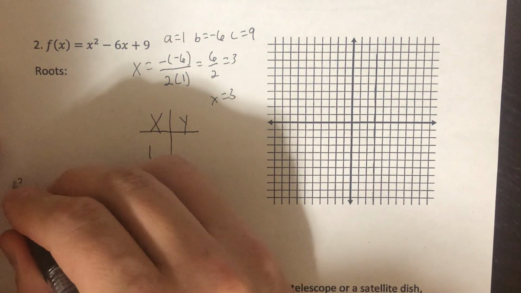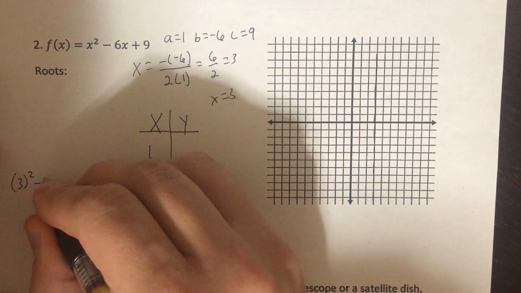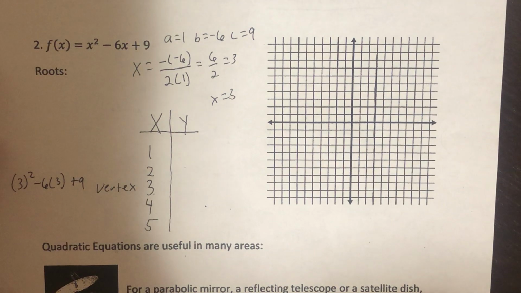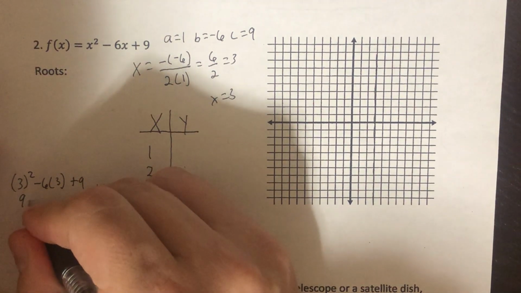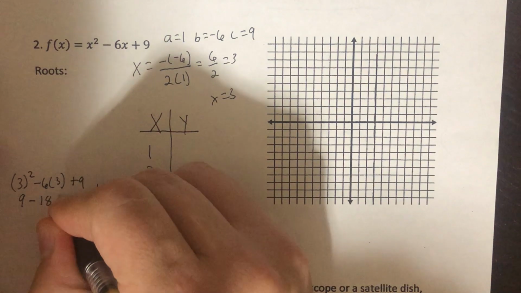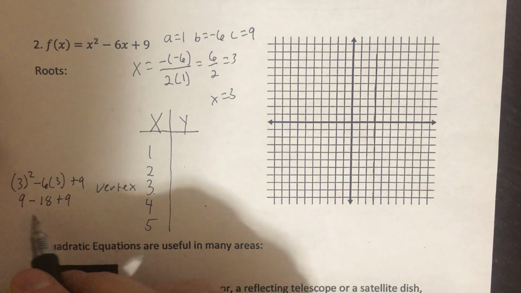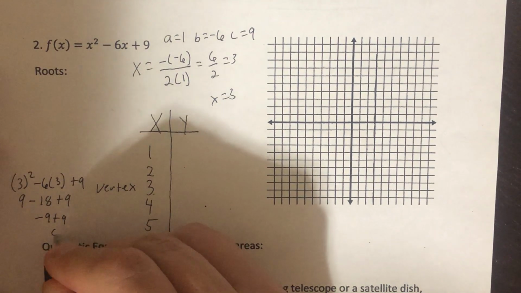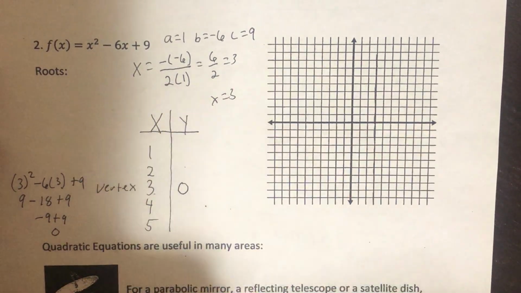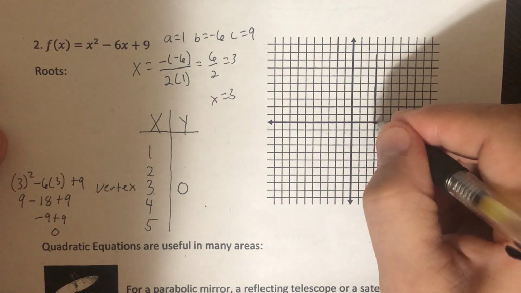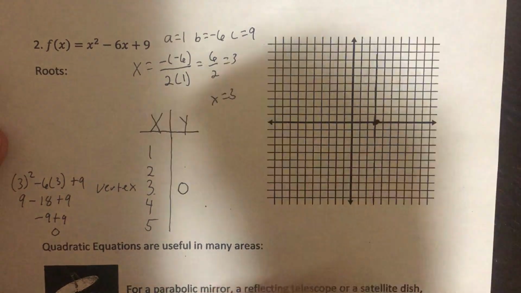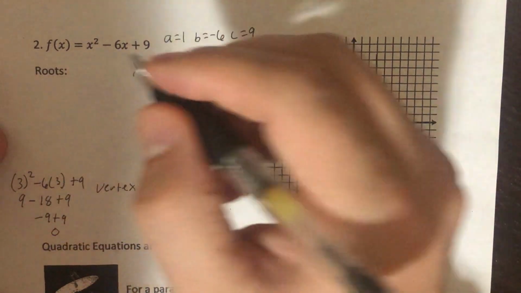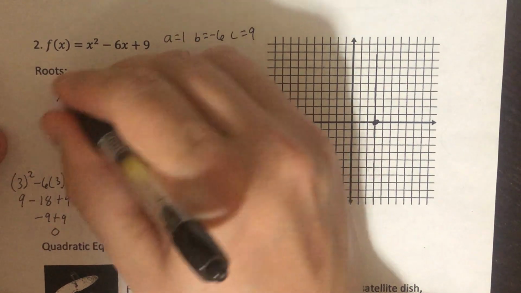So I'd have 3 in parentheses squared minus 6 times 3 plus 9. So I'm finding it. 3 squared is 9 minus 18 plus 9, left to right. 9 minus 18 is negative 9 plus 9, that is 0. Oh, 3, 0. So our vertex is on the x-axis. That means there's only one solution. The vertex is on the x-axis. So our solution is x equals 3.